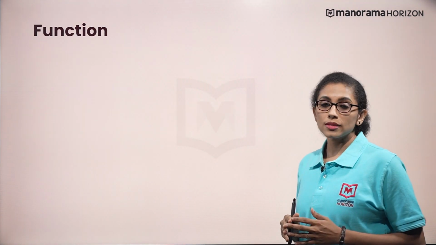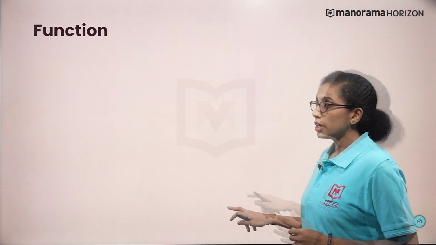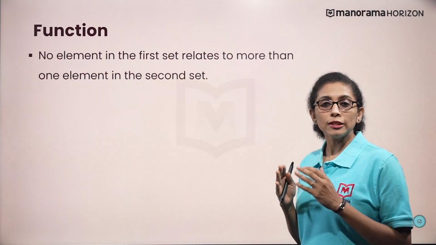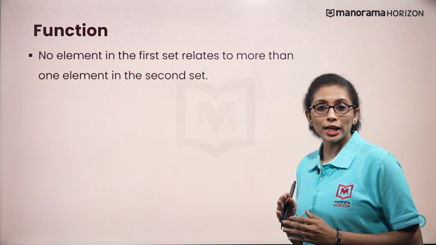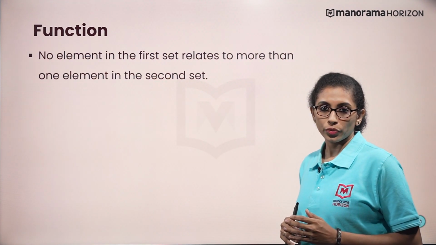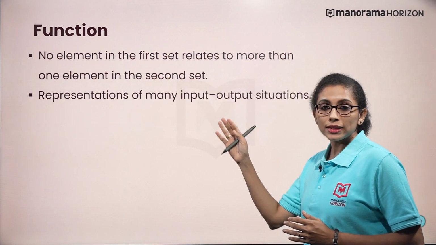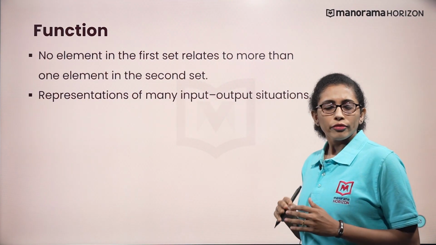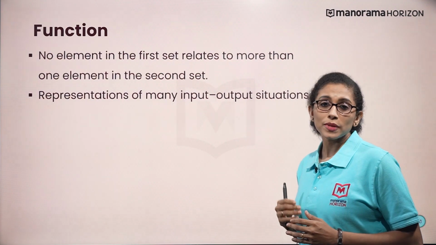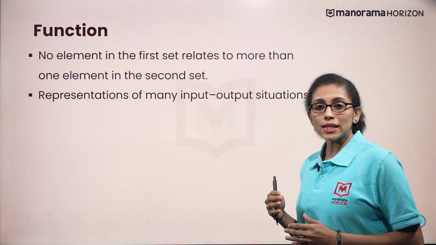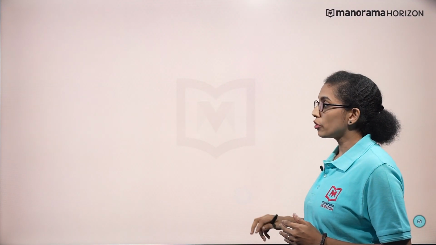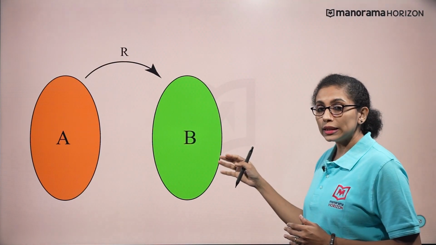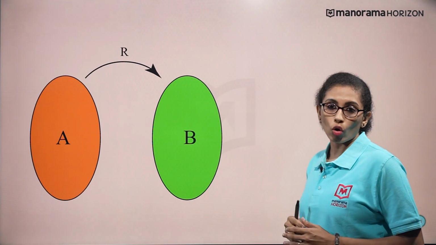In mathematics, we know a function is a relationship between two sets of elements in which no element in the first set relates to more than one element in the second set. Functions are mathematical representations of many input-output situations. We have already learned basic aspects of functions. Now, let us look at the different types of functions from set A to B to know whether the relation is a function or not.